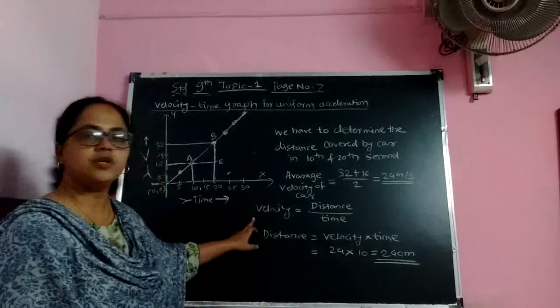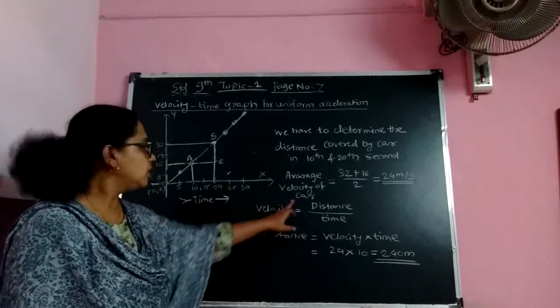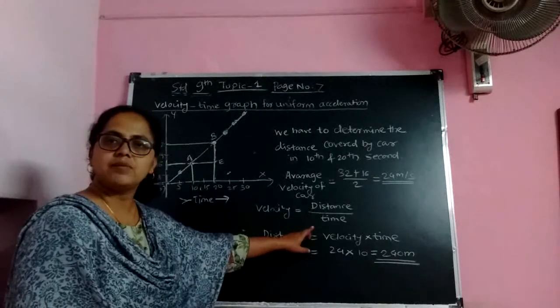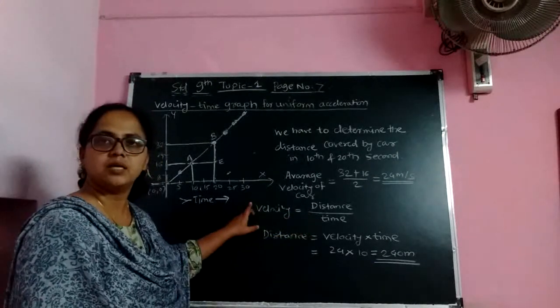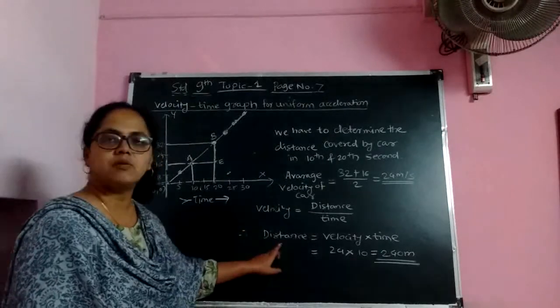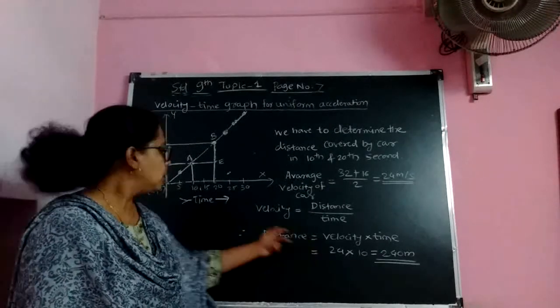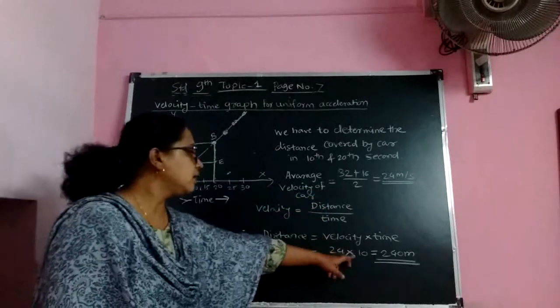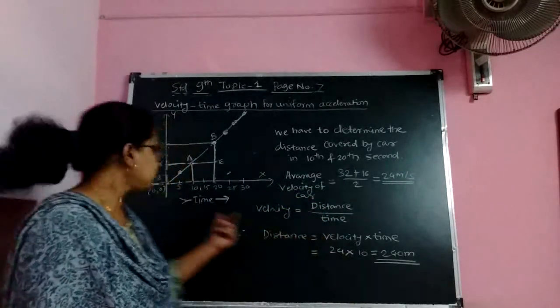After that, we know the formula: velocity is equal to distance upon time. Then how to find the distance? The time is for division here, so it goes to the other side for multiplication. Therefore, distance is equal to velocity into time. What is the velocity? 24 meter per second. Then multiply it by time.